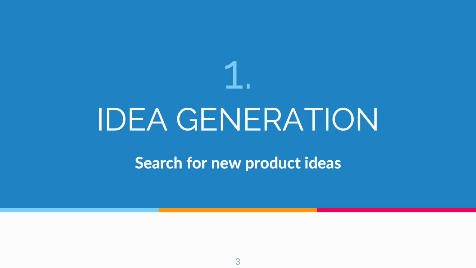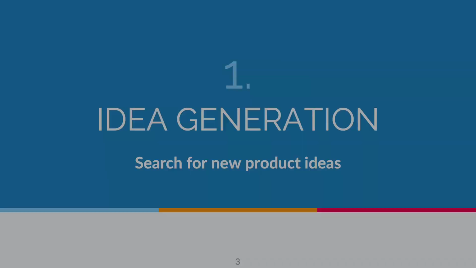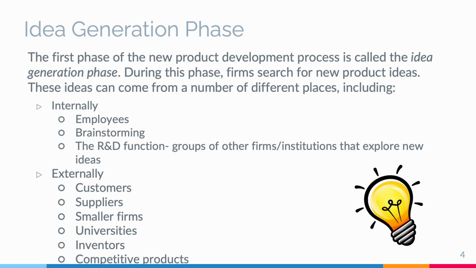Idea generation. Search for new product ideas. The first phase of the new product development process is called the idea generation phase. During this phase, firms search for new product ideas. These ideas can come from a number of different places, including internally. This includes employees, brainstorming, the R&D function, which is groups of other firms or institutions that explore new ideas, or externally, customers, suppliers, smaller firms, universities, inventors, competitive products.